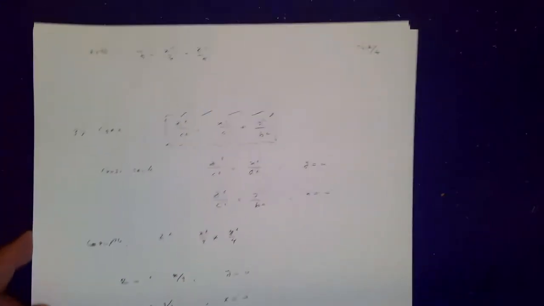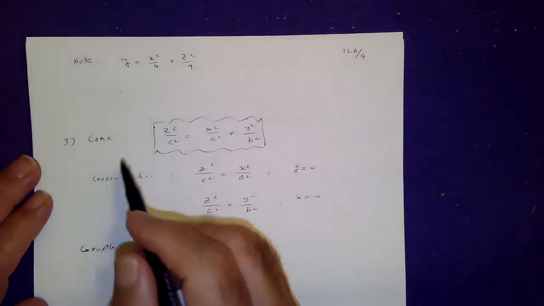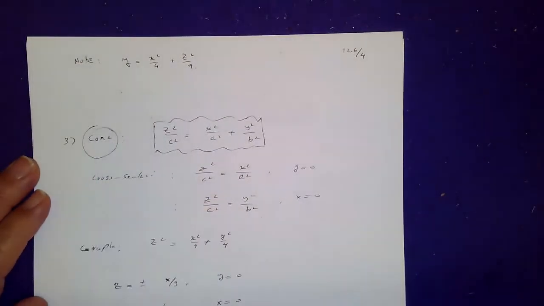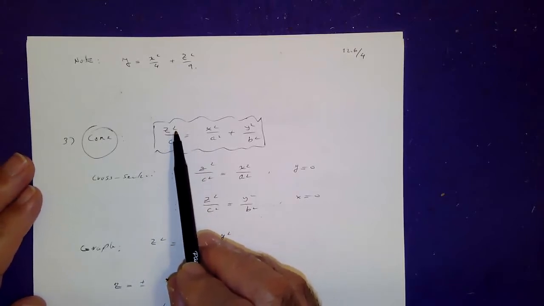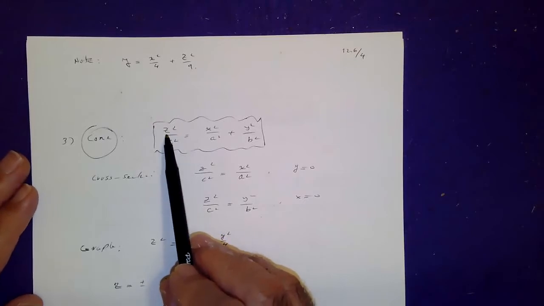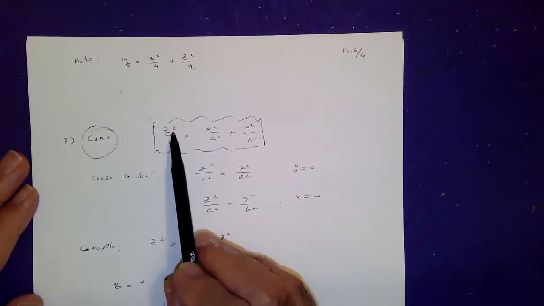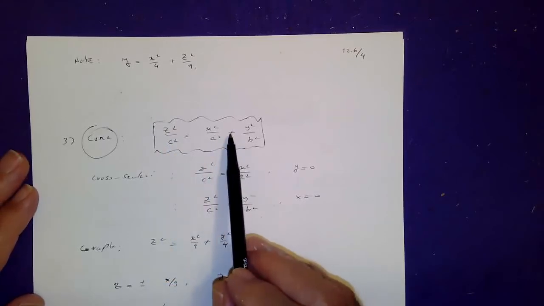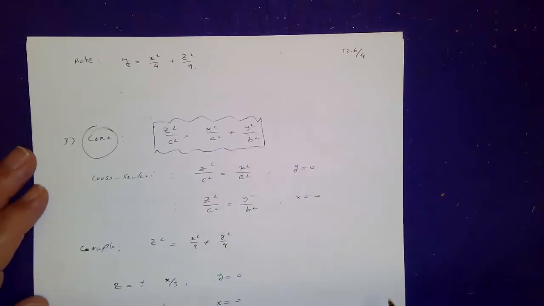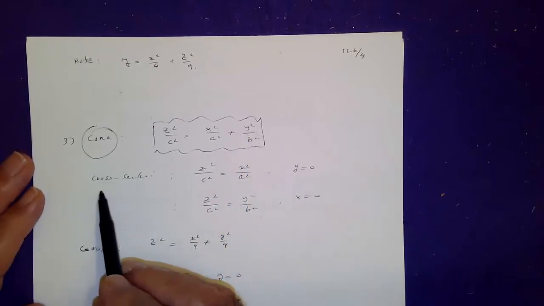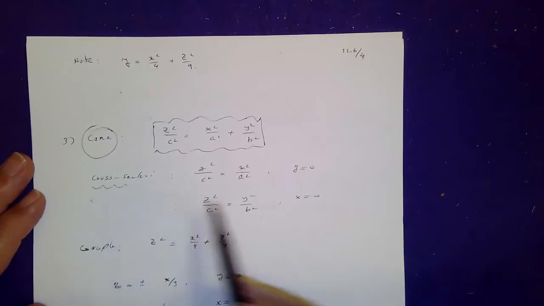Okay, so the next one is called a cone. Well, cone, contrary to the elliptic paraboloid, on the left side you have the square of z. It's not z to the first, but it's z squared. On the right side, you still have the summation of the remaining two variables. So what happens is the following. The cross-section of what?